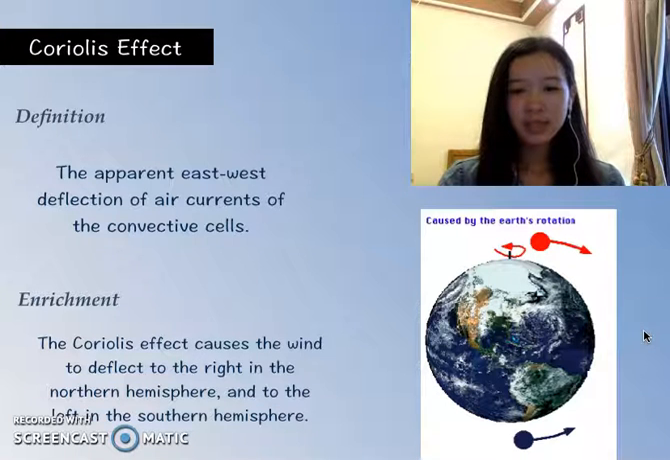It's important to note that in the northern hemisphere, the Coriolis effect causes the wind to deflect to the right, while in the southern hemisphere, the wind is deflected to the left. So it's different between these two hemispheres.